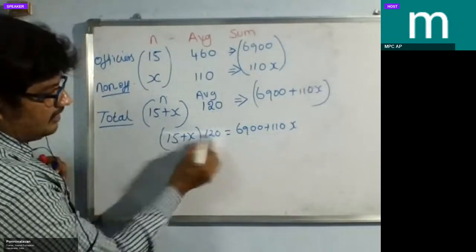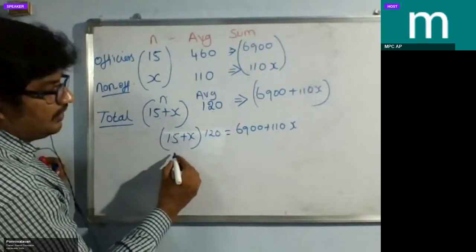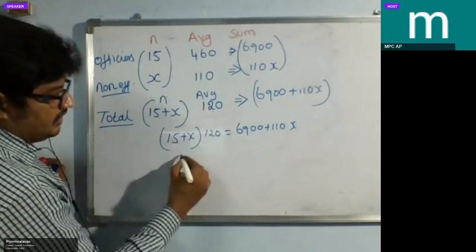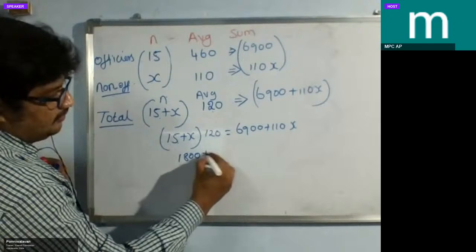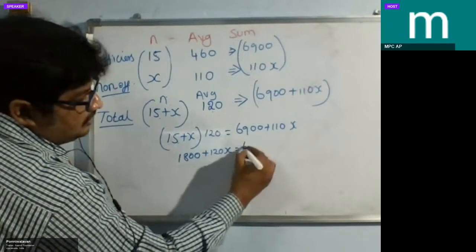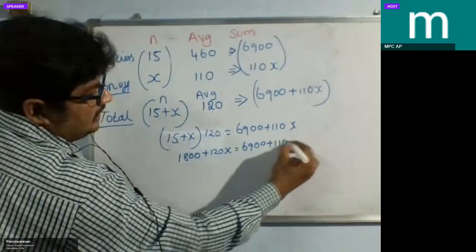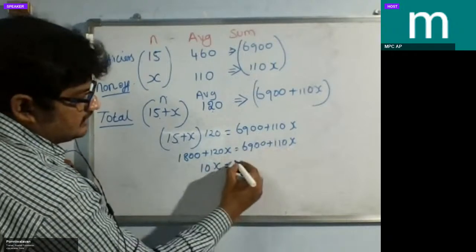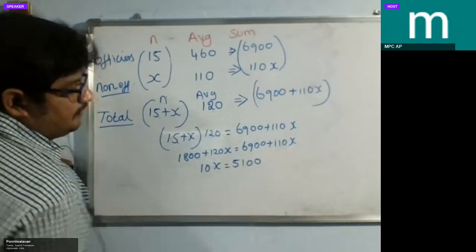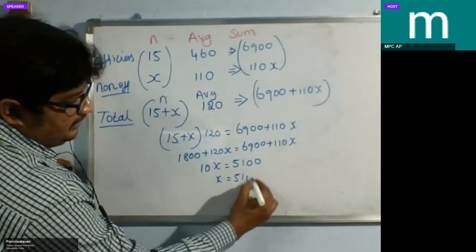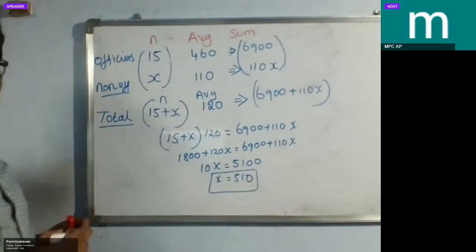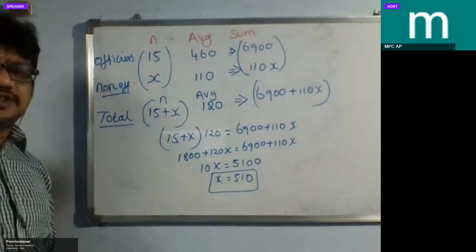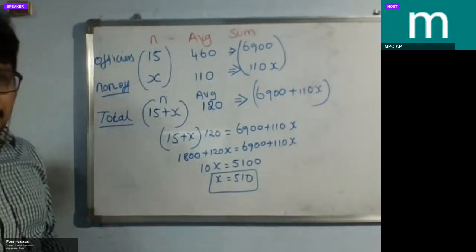If you multiply 15 into 120, how much is it? 1,800. So 1,800 plus 120x equals 6,900 plus 110x. If you bring 110x here, it will become 10x equal to 5,100. So x is equal to 510. So there are 510 non-officers.